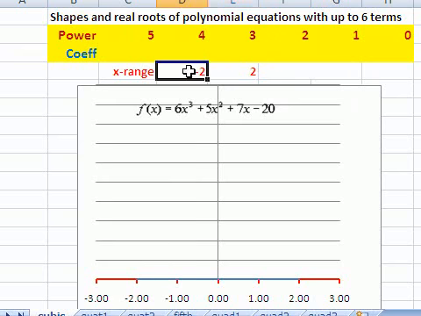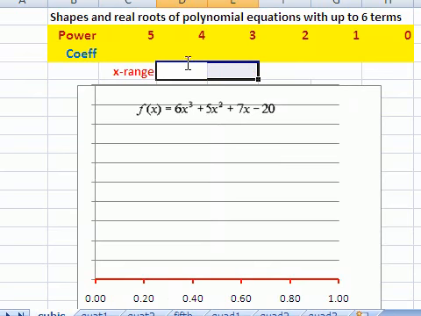In this section here, we will specify a range of x values over which we would like to see a plot. So let's start with this equation here. F of x equals 6x cubed plus 5x squared plus 7x minus 20 equals 0.